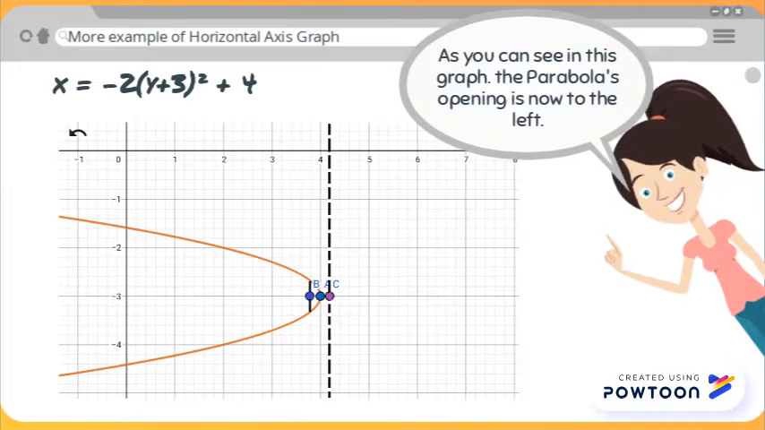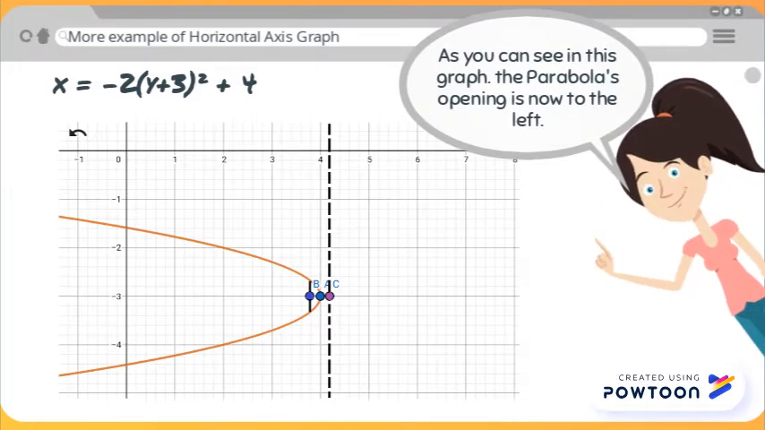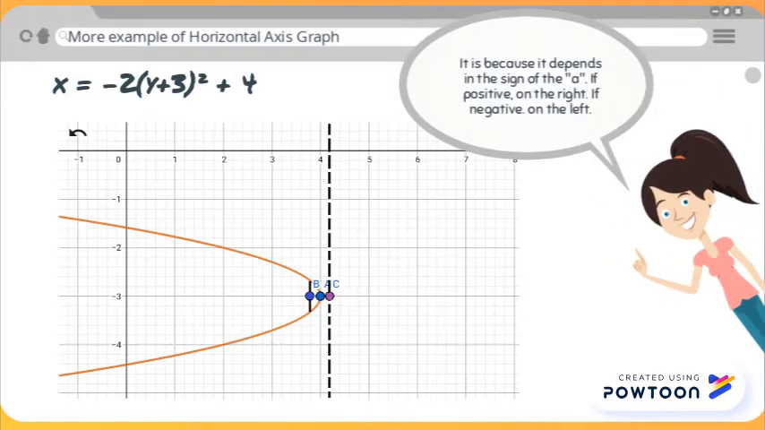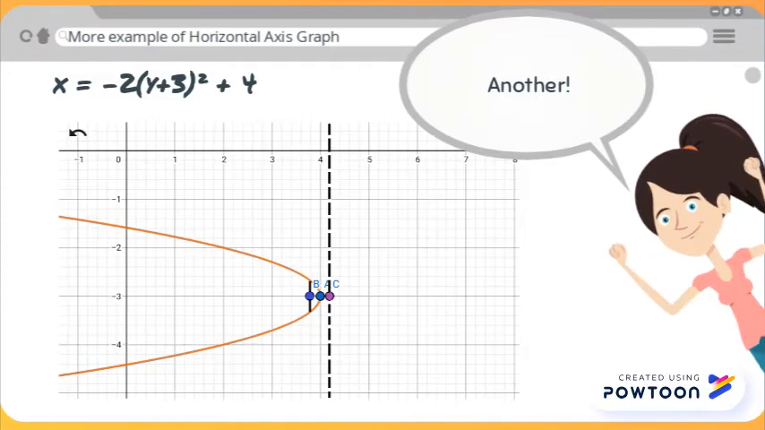As you can see in this graph, the parabola's opening is now to the left. It is because it depends on the sign of the A. If positive, on the right. If negative, on the left. Another!